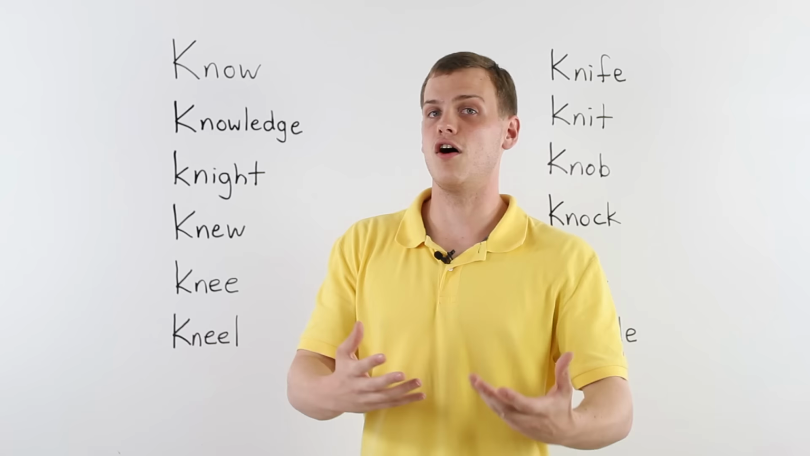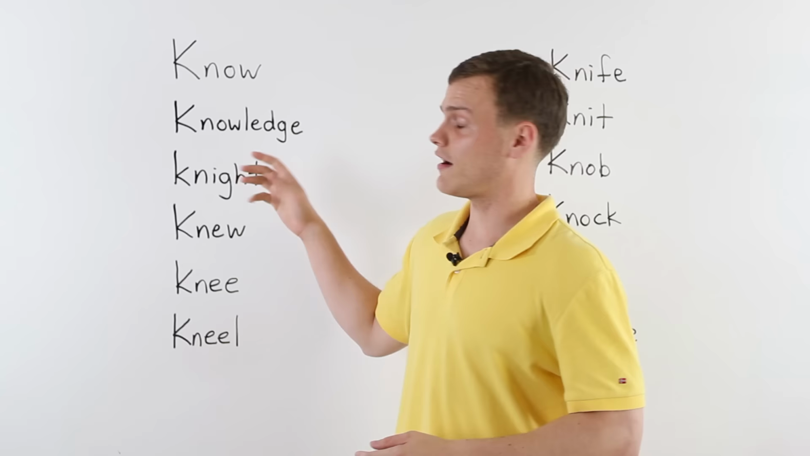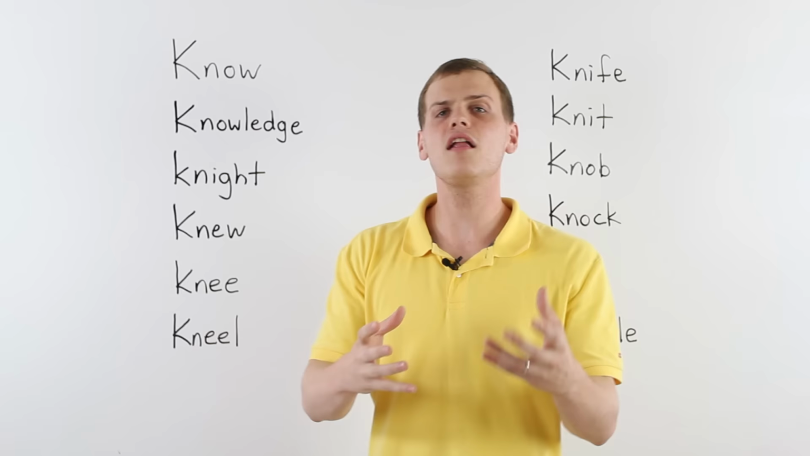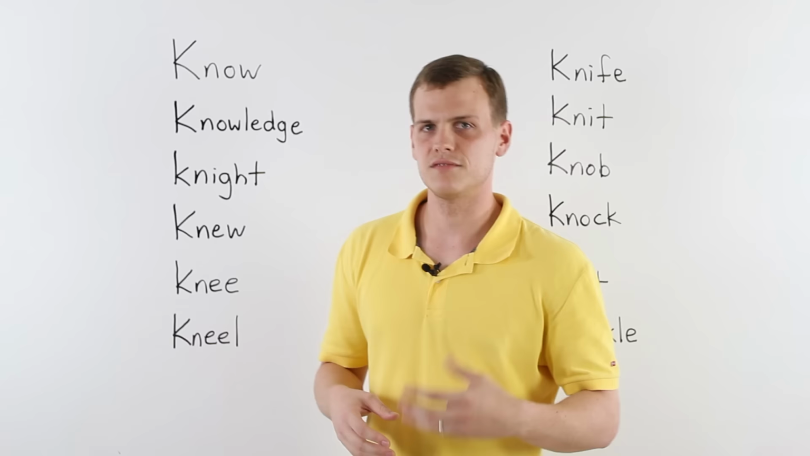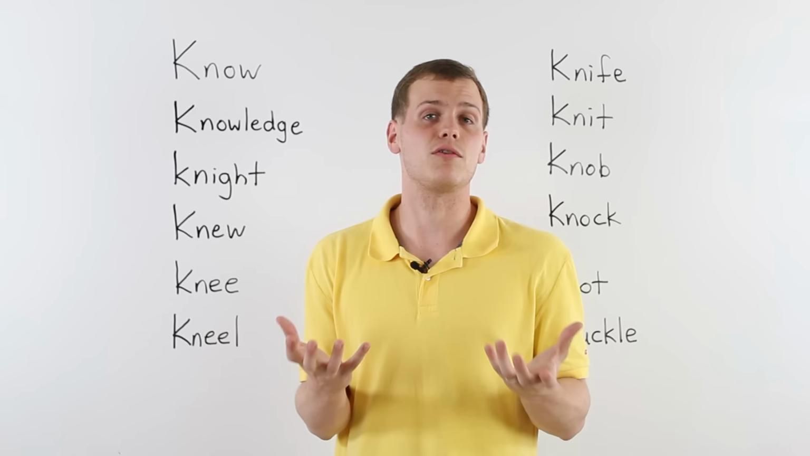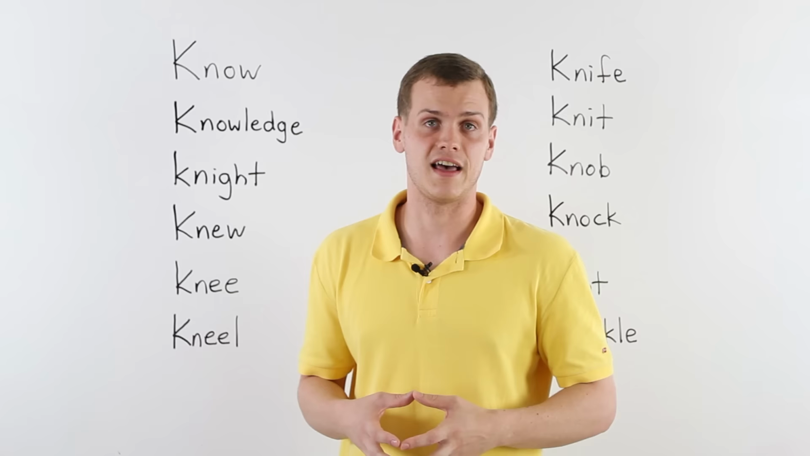And then down to knowledge, all right? Again, no K sound. We have knowledge. Now, knowledge is all the things you know. If you have a lot of knowledge, you're a very smart person, all right? Stupid people, they have no knowledge, okay? Or maybe you just don't know about a certain topic. It's like, I have no knowledge about the Chinese language. That's a true thing. I don't know anything.